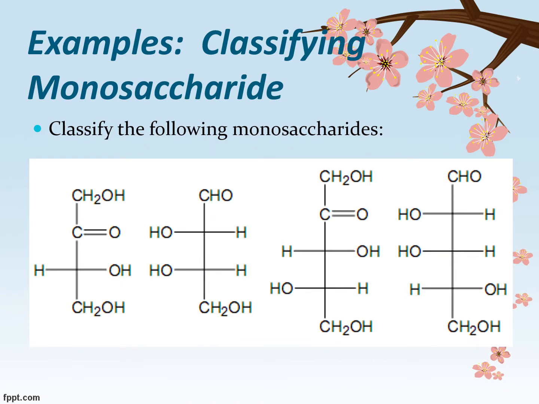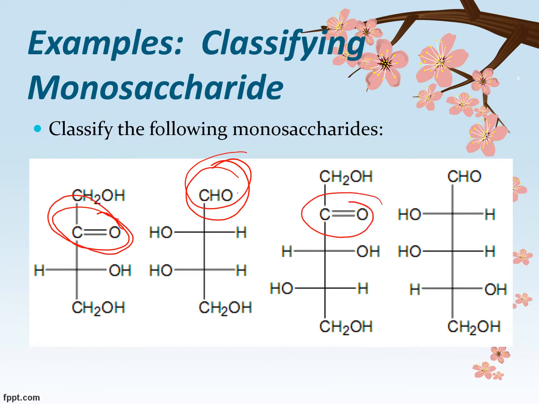So you should now be able to classify the following monosaccharides, like the previous slide just now. Count the number of carbons and then look at whether it is aldose or ketose, and then look at the number of carbons.